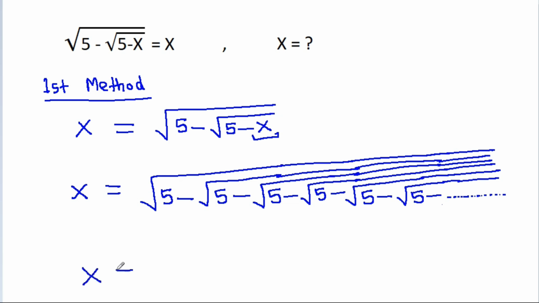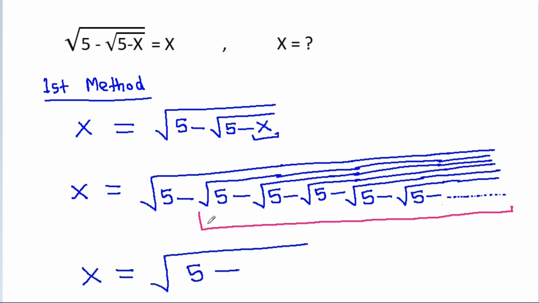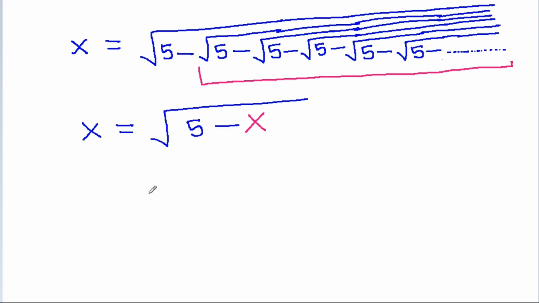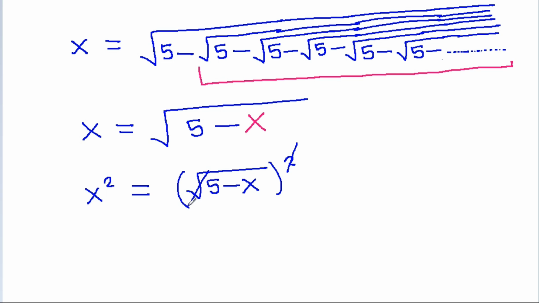And now x is equal to the square root of 5 minus, and if we see from here to here, then it is the square root of 5 minus the square root of 5 minus, and so on, that is x. And if we square both sides, then x square will be equal to 5 minus x, since the square root gets cancelled.